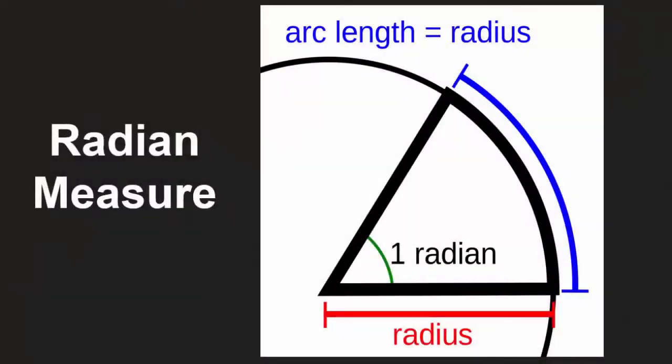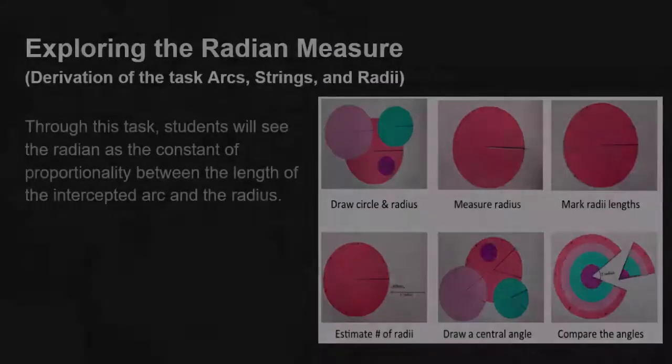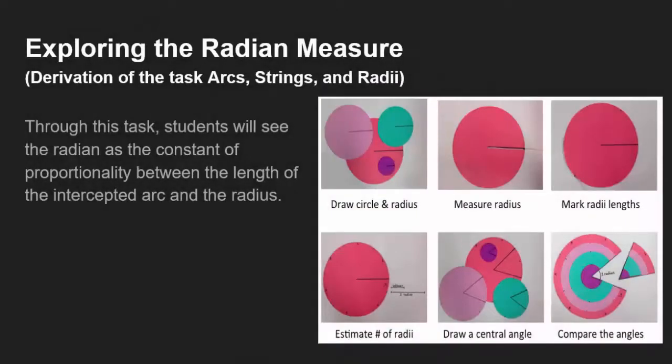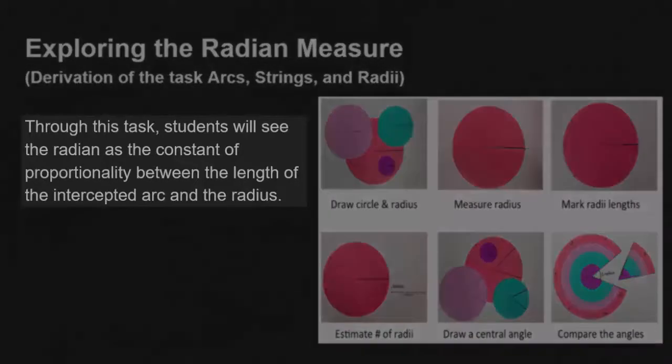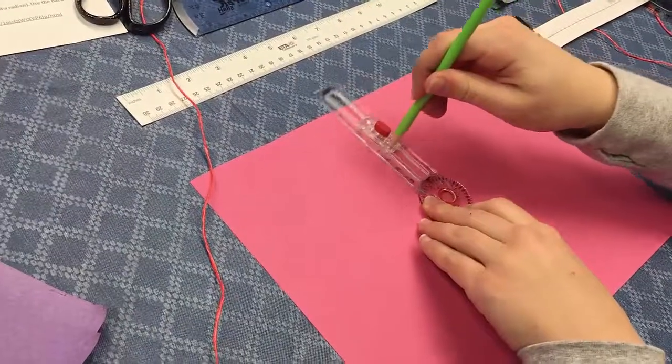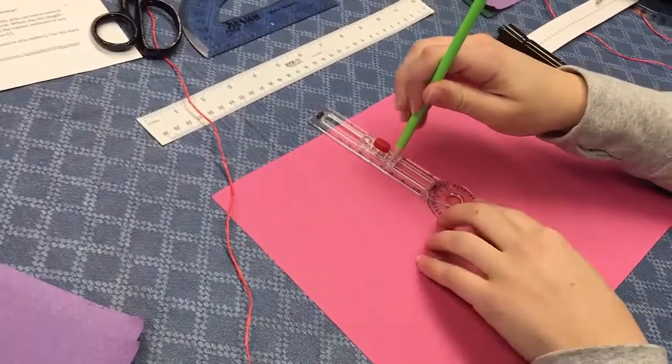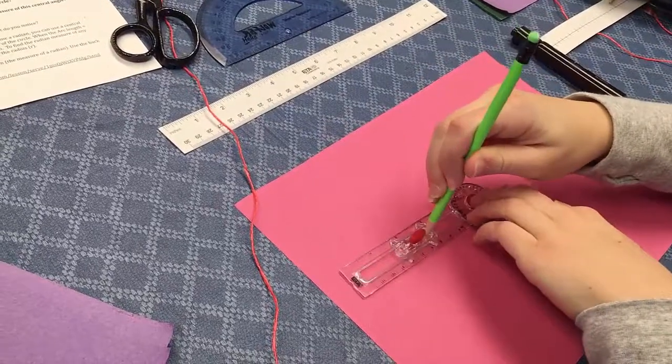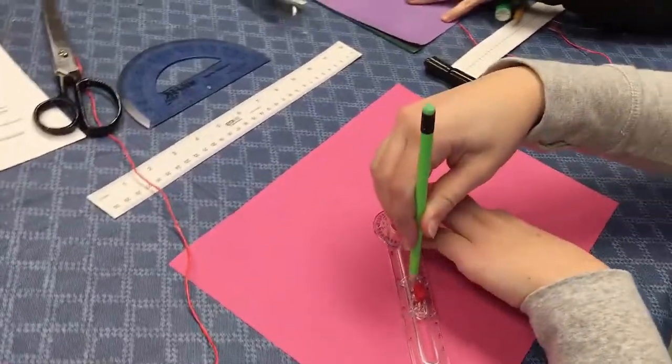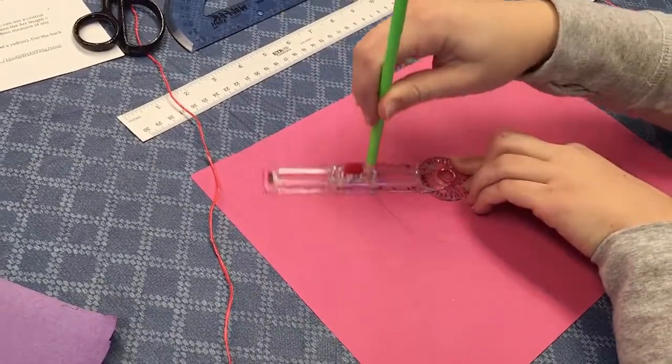This standard introduces students to the concept of a radian measure. In the following clips, students are engaged in a task which is a derivation of the Georgia Framework's task, arcs, strings, and radii. This task is called Exploring the Radian Measure, and like the task arcs, strings, and radii, it allows students to see the radian as the constant of proportionality between the length of the intercepted arc and the radius. The teacher in this task will lead her students through a scaffold approach of the task in a small learning group. The level of teacher facilitation in this task could vary based on the students involved in the activity.